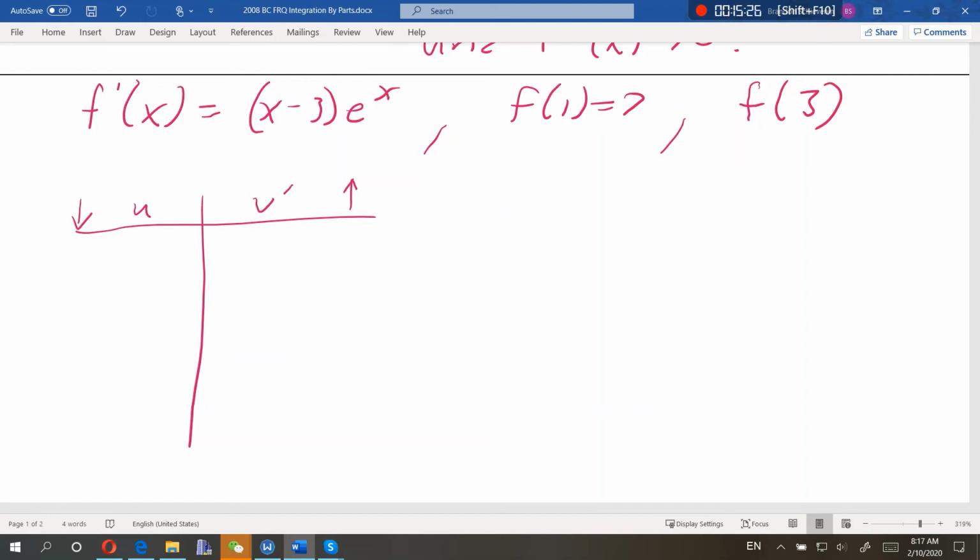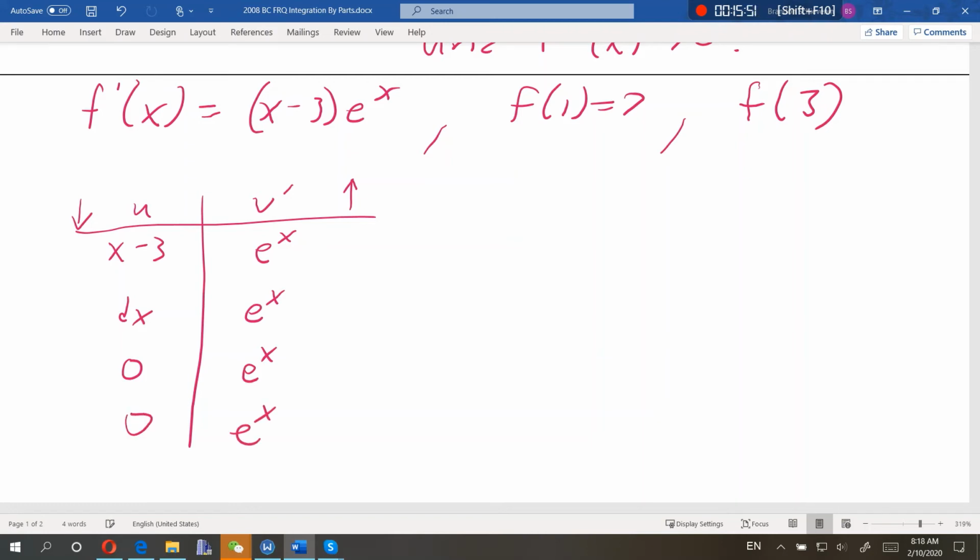u is e to the x? No, x minus 3. So we have to derive it and get 1. When I derive it, I'll get 1 dx. When I integrate e to the x, I'll get e to the x. When I derive it again, I'll get 0. When I integrate e to the x, I'll get e to the x.